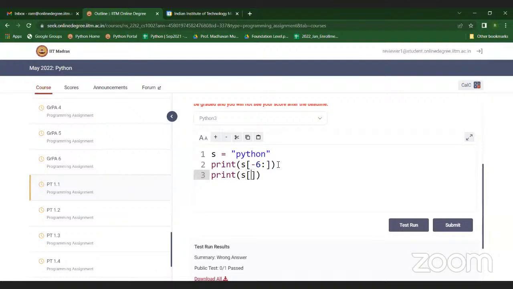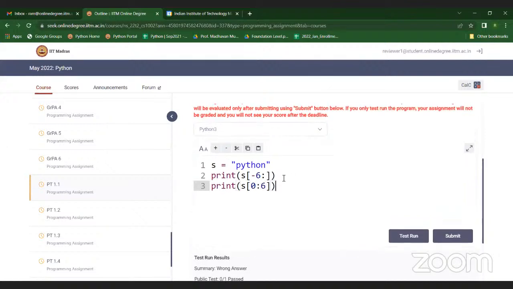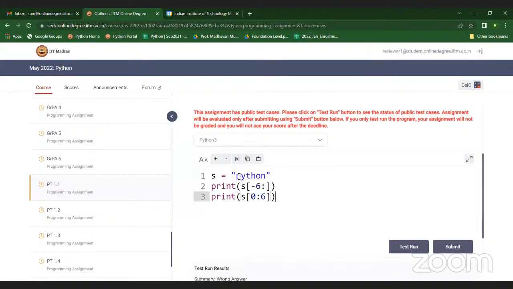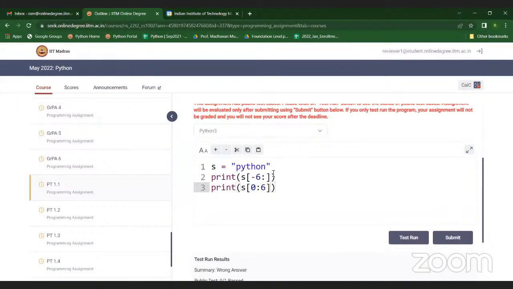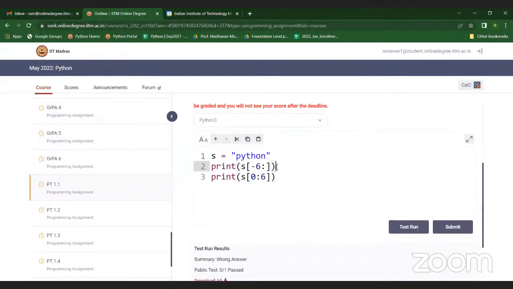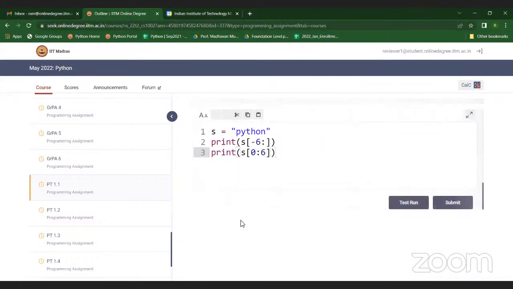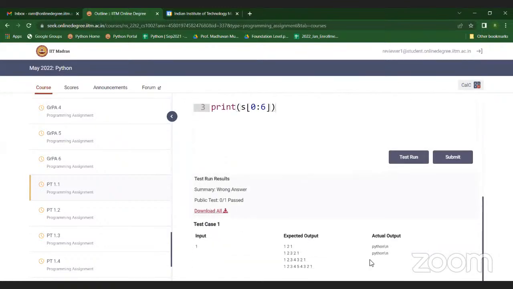Yeah, that's my point. When we are giving the positive index, we are increasing by 1; if you are giving this positive index, then you should be giving until 6 only, because 0, 1, 2, 3, 4, 5 would print. Negative index starts from -1, but in the forward direction it starts from 0. That's why. So just test run this. It prints entire Python.